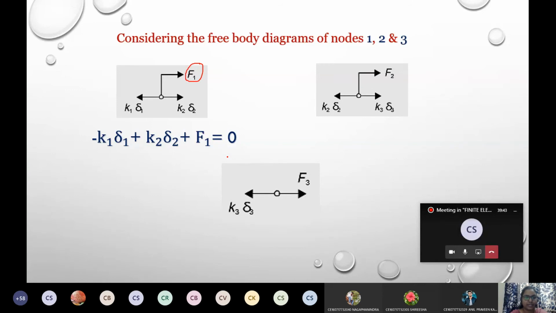This is the equation I could get. See, K1 delta 1, which I'm considering to the left side, is opposite, plus K2 delta 2 plus F1, which are to the right side, is equal to 0. If you are not taking it as 0 also, what will the equation become? K1 delta 1 should be equal to F1 plus K2 delta 2. That's the equation I could get from the free body diagram of node 1. What would be for node 2? Only one member, you keep your hand raised. I'll ask you.